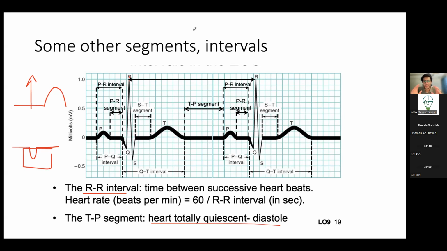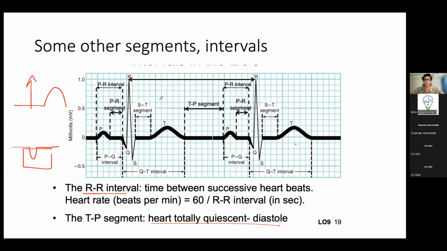Please, with ECGs, don't think too much, otherwise you're going to mess yourself up. Just remember: P wave is a positive wave. Q wave is a negative wave. R wave is a positive wave. S wave is a negative wave. And T wave is a positive wave. Just remember it like this. Forget about upward and downward deflections for each wave. That's going into too much detail.